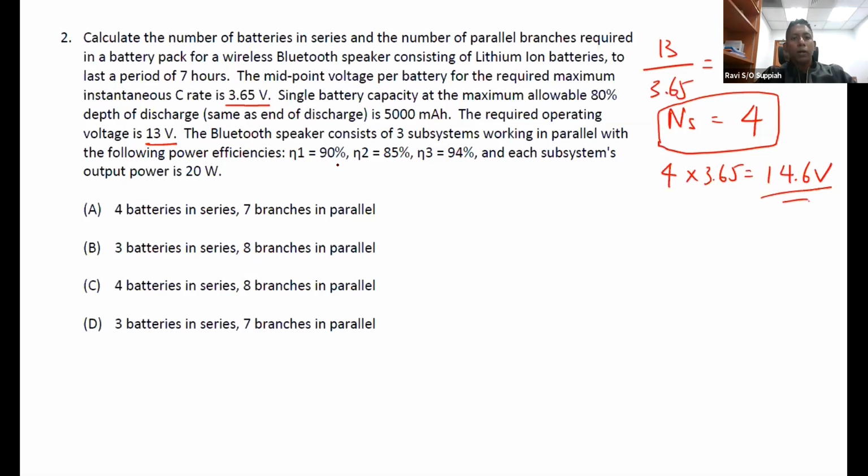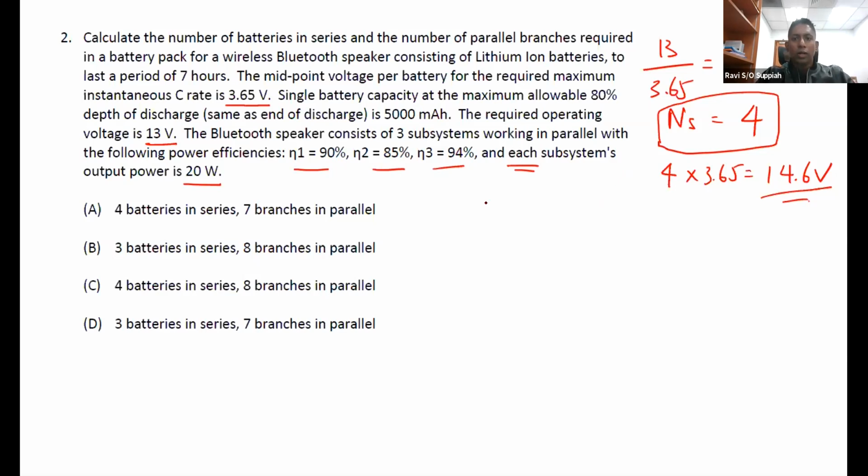So in terms of power efficiency, we have three systems. What is important is to understand whether the systems are connected in series or in parallel. If you look back at the notes, series is a different formula, parallel is a different formula. In this case, we can see that each subsystem requires 20 watt. That means the calculation has to be done individually.